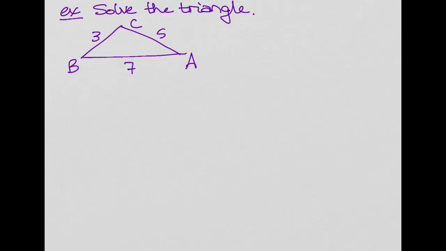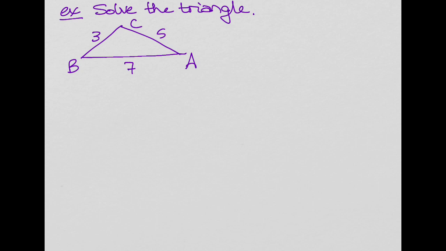Goal is to solve the triangle. I have lengths of all three sides. I'm going to need all three angles. Definitely can't use the law of sines here because I don't know any of the angles and I don't have an opposite angle and side pair to use. So law of cosines it is.